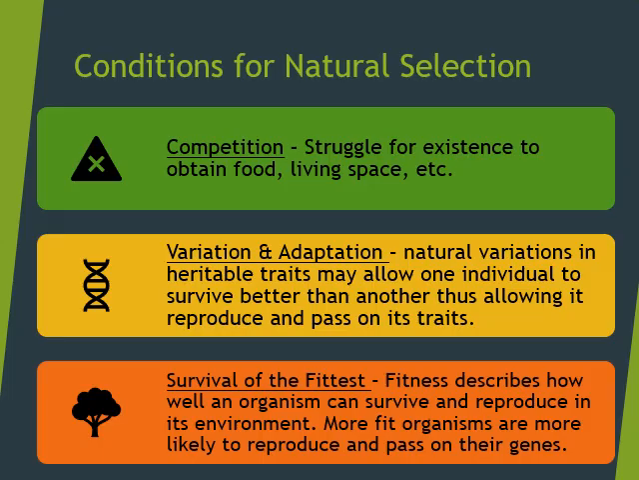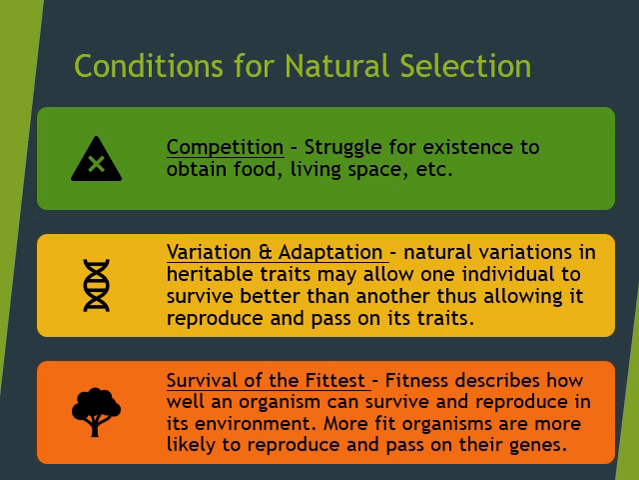So some conditions for natural selection: you have to have competition. It means that we all struggle to survive, right? And in the wild, you want to obtain food, you want to have space, you want to have mates, all of these different things, and you're always in competition with the same species and with other species. And then you have variation and adaptation. So natural variations, inheritable traits, may allow one individual to survive better than another, allowing it to reproduce and pass on its traits. And then survival of the fittest.